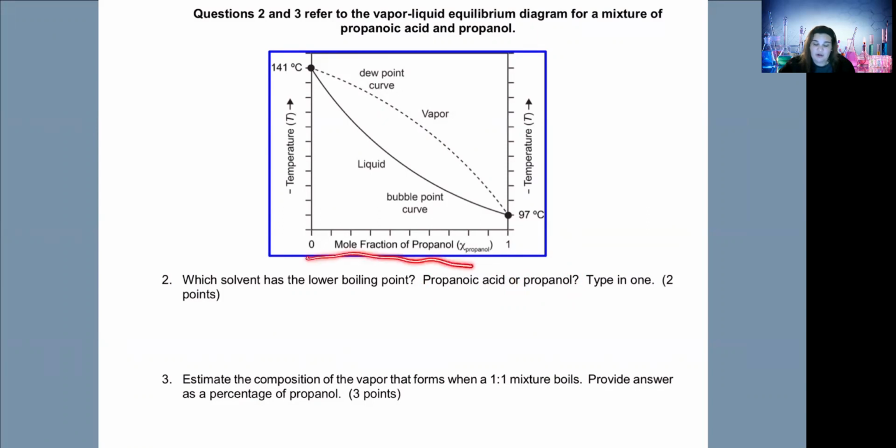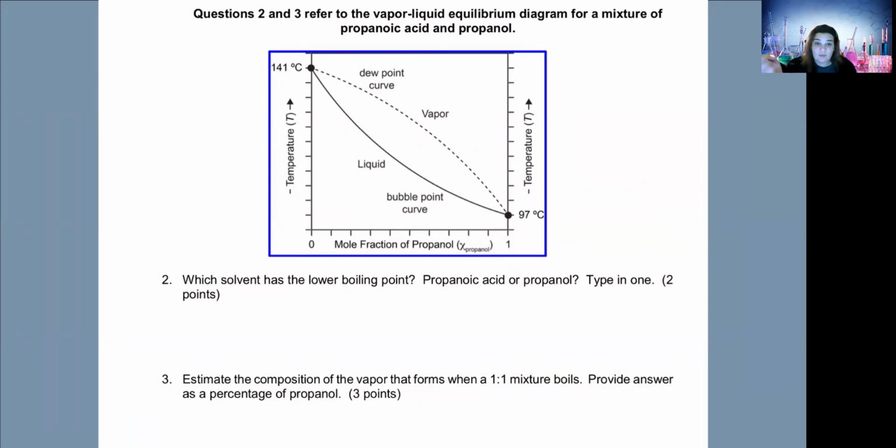Now, looking at this when I first did it, I had a mini panic attack because all I see is propanol on the bottom, right? There's no A and B. It's not like the other one where it was separated into two. But then I was like, okay, this is fractions of propanol, right? So if propanol is 1 over here, that means this is the maximum amount of propanol that I can have. So that means that this side is propanoic acid. Okay, that's how I thought of it when I was looking at this question.